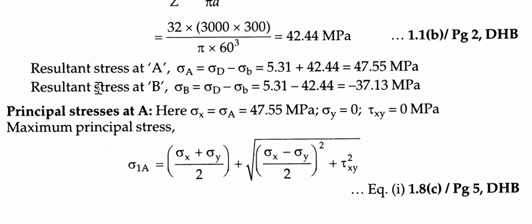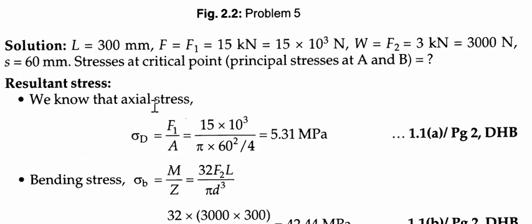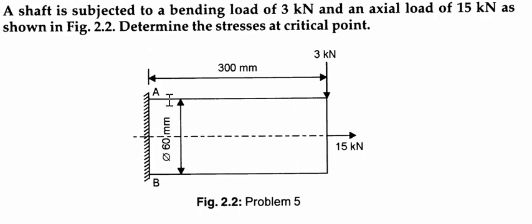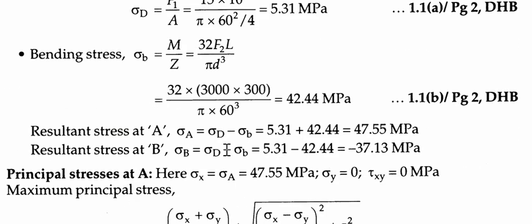We already discussed in the last question how to find the resultant stress at A. At point A, it will be a region of tension, and B the region of compression. Since point A is in tension, sigma A equals sigma D plus sigma B, while the resultant stress at B is sigma D minus sigma B. So we got the resultant stress at both A and B.